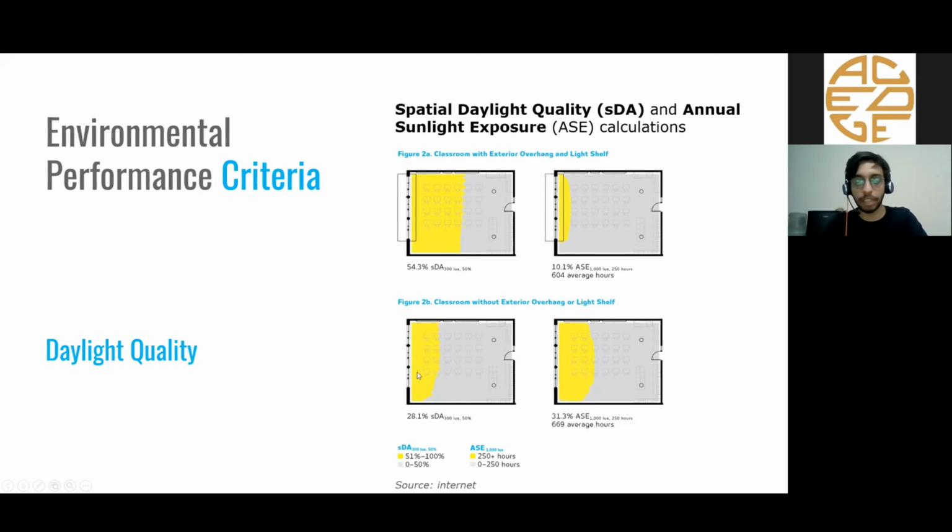So here in this example, we do not have a light shelf, and so you can see that our SDA level is 28.1%, and our ASE, that is annual sunlight exposure, is much bigger, like 31.3. Then when you give one light shelf, your SDA level, your illumination level, increases, but your glare is reduced. So that's how just with one light shelf, we can make our buildings much more efficient in terms of daylight quality.